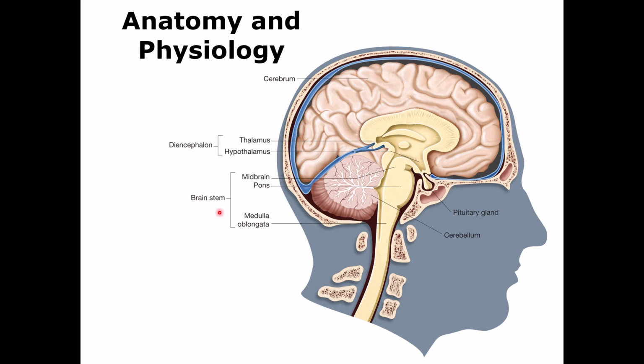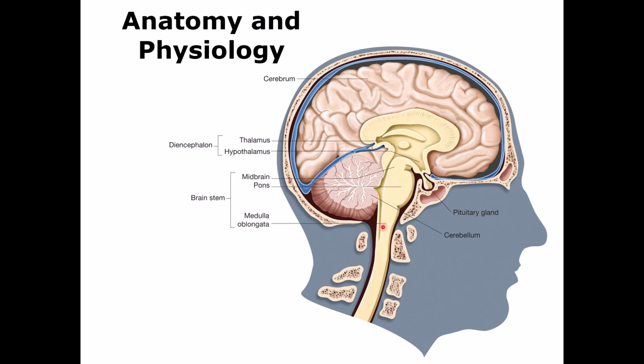Then is the brain stem, and the brain stem is made of the midbrain, pons. So this big area is the pons, and medulla oblongata. And finally, the last one is the cerebellum. So this is the cerebellum. So there are these 6 different parts there. The pituitary gland is not part of the nervous system. It is part of the endocrine system, but it is connected with the hypothalamus. So hypothalamus has a lot of effect on the pituitary gland.